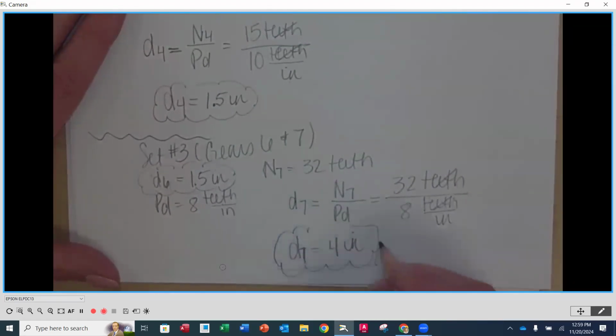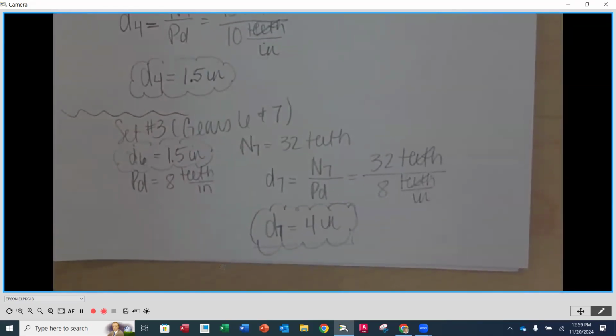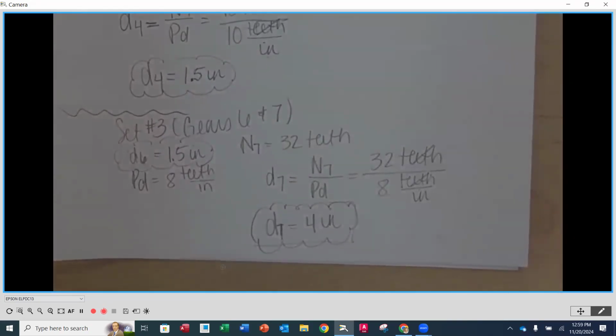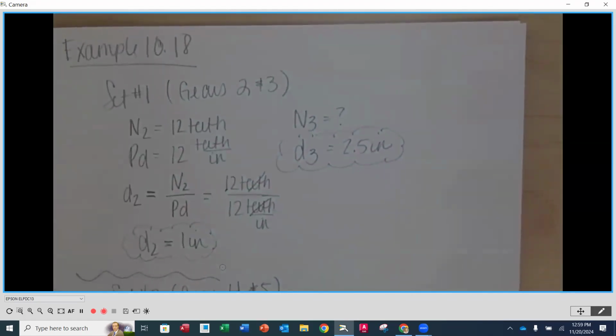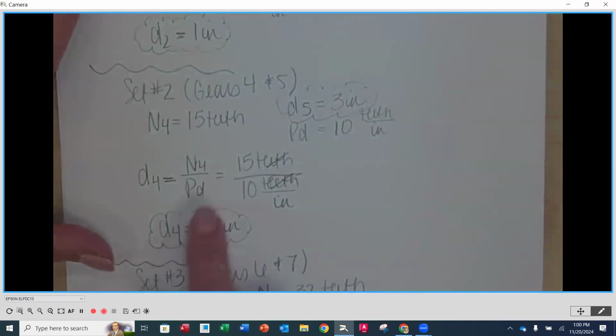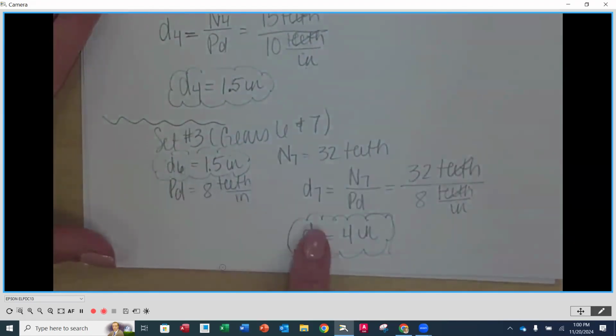Did you guys get that? Okay. Now, since we have all of these diameters, even though they asked for the center distance second in the problem, I'm going to go ahead and calculate the center distance first, just because I've got them all. So I've been putting little clouds around each one of my pitch diameters. So I've got 2, 3, 4, 5, and then 6 was given and we just calculated 7.